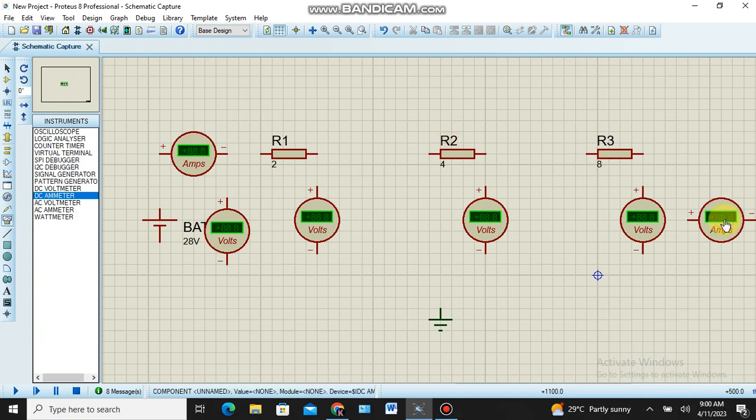Okay, this is not required. Why do I have to do so? In order to understand the current flowing, to prove the series circuit current will be the same. I want to prove that.